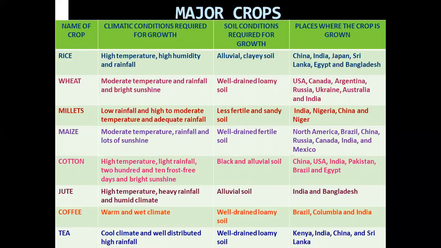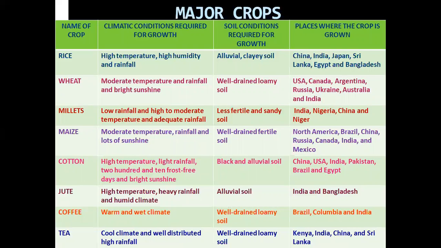Millets. They are also known as coarse grains and can be grown on less fertile and sandy soils. It is a hardy crop that needs low rainfall and high to moderate temperature. Jowar, bajra, and ragi are grown in India. Other countries are Nigeria, China, and Niger.